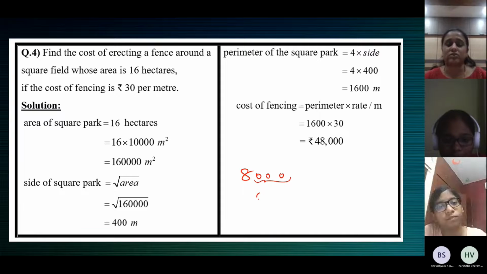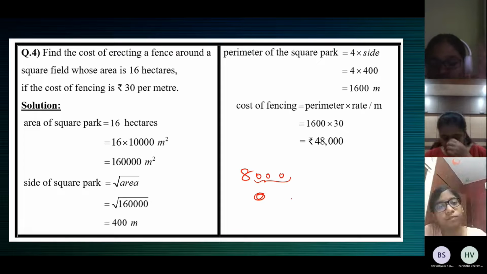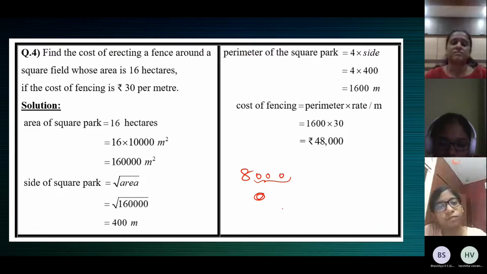Numbers ending with an odd number of zeros will not be a perfect square. So 1 zero, 3 zeros, 5 zeros, these will not be perfect squares. Only even numbers of zeros can happen.